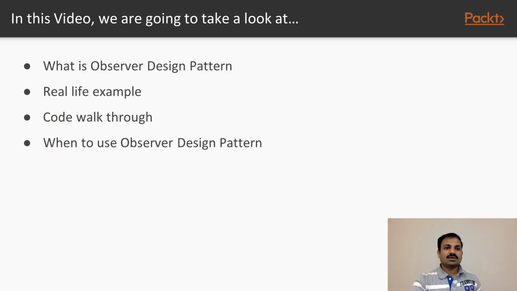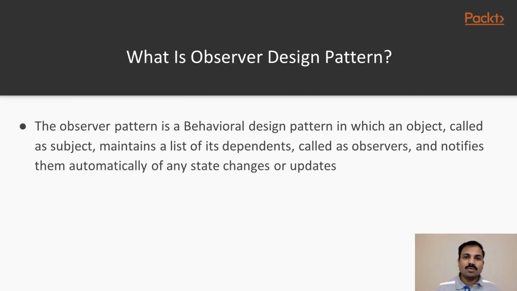We will cover what is observer design pattern, a real life example, code walkthrough, and when to use observer design pattern with a quick summary. What is observer design pattern? The observer pattern is a behavioral design pattern in which an object called the subject maintains a list of its dependents, called observers, and notifies them automatically of any state change or updates. Not so easy. So let's understand this with a diagram.